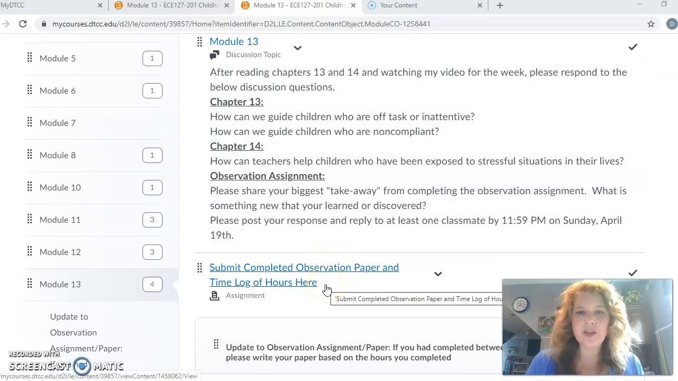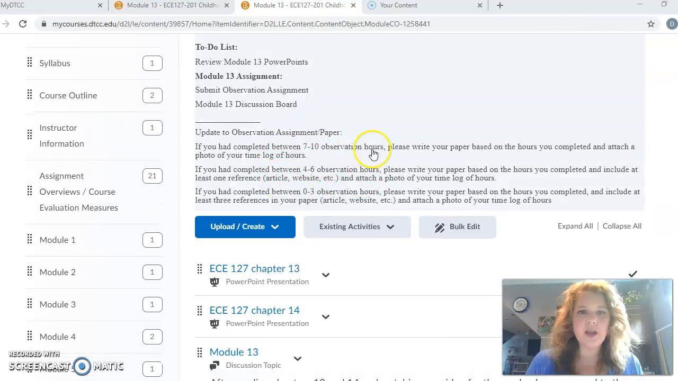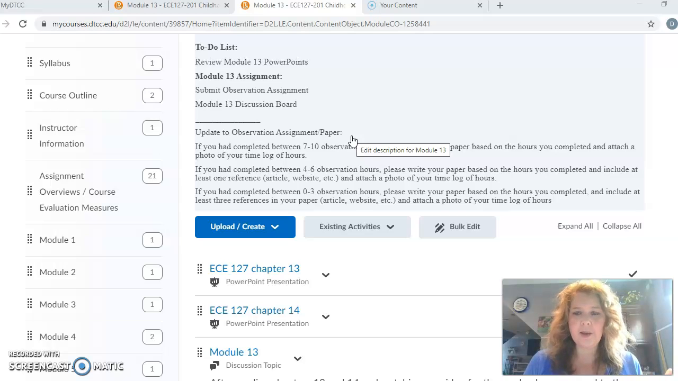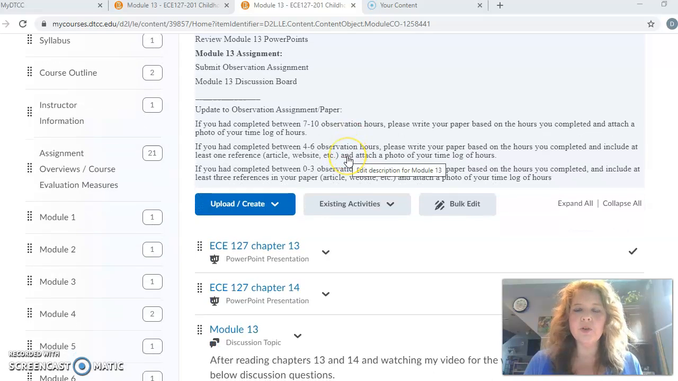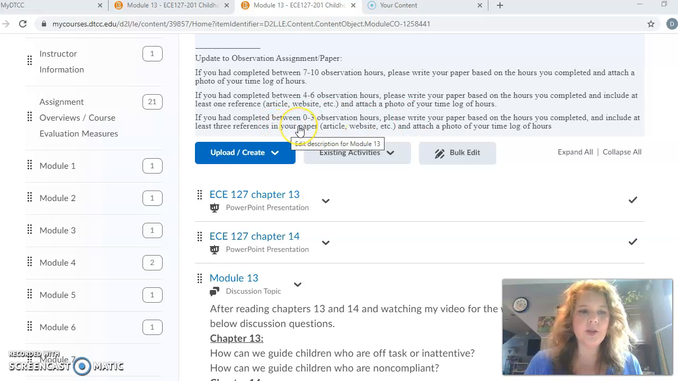And then also your observation assignment is due this week. So remember, I had posted the update to the observation assignment. If you completed at least 7 observation hours, you can just write your report based on the hours you completed. If you had only completed between 4 to 6 observation hours, please base your paper on your observations, but also include one reference. If you hadn't completed any observations yet or completed 3 hours or less, please write your paper based on the hours that you did complete, but also include at least 3 references.